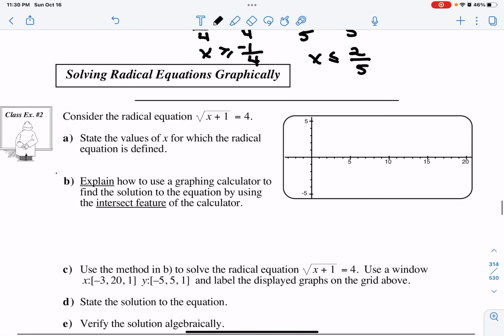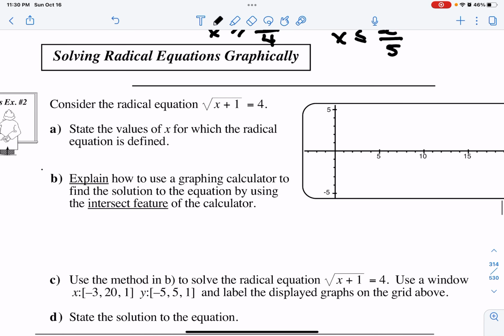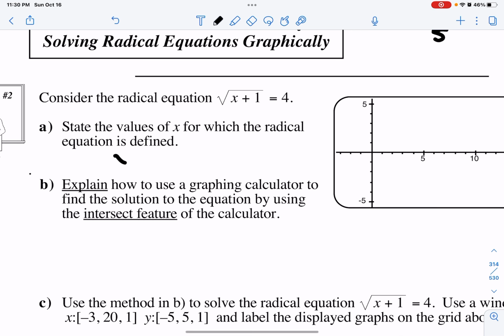All right, another graphing equation. If I look at the radical equation, square root of x plus 1 is equal to 4, state the values of x for which the radical is defined. We need to start by looking at x plus 1 must be greater than or equal to 0, meaning x must be greater than or equal to negative 1 when we move the positive 1 across. So we have our restrictions defined where x must be greater than or equal to negative 1.